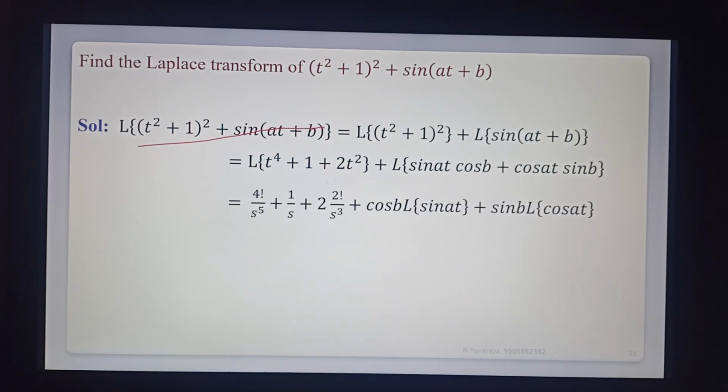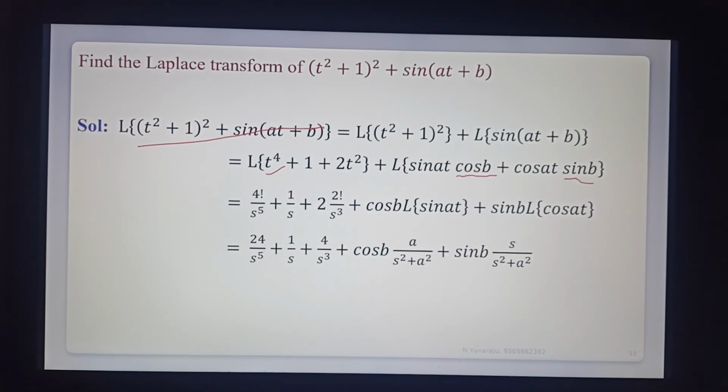So separate Laplace transformation. This is t power n, n is a positive integer 4, so 4 factorial by s power 5, plus L of 1 is 1 by s. So 2 into t square means 2 factorial by s cube. Here cos b is a constant, so the constant comes outside of the Laplace transformation: cos b into L of sin at. And here sin b is a constant. We find the Laplace transform only for the function of t, so without t, sin b is a constant: sin b into L of cos at.